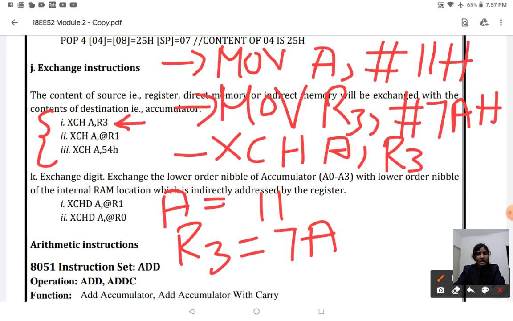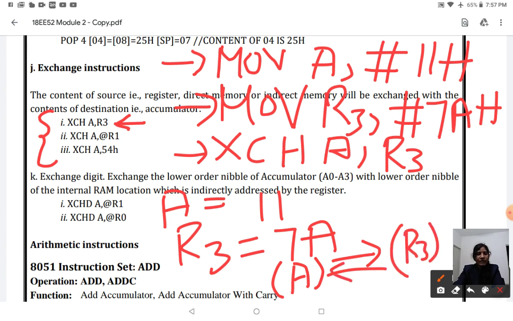The third instruction is exchanging the data between A and R3. It means that whatever content you have in A will be moved as a content to R3, and whatever content you have in R3 will be moved to the accumulator. After executing this instruction, the content of the accumulator is going to be 7A and the content of R3 is going to be 11H. This is how your exchange instruction works.